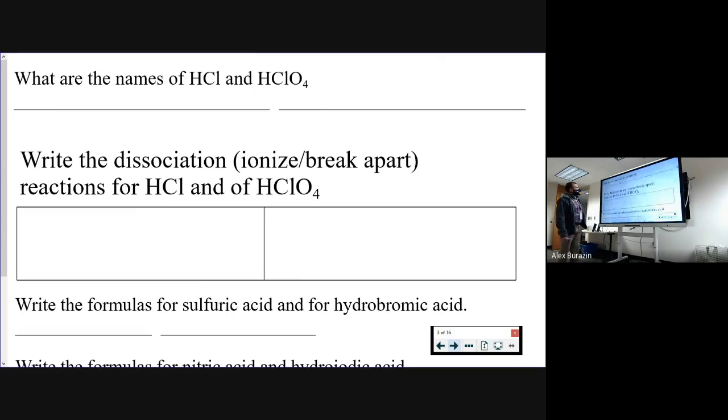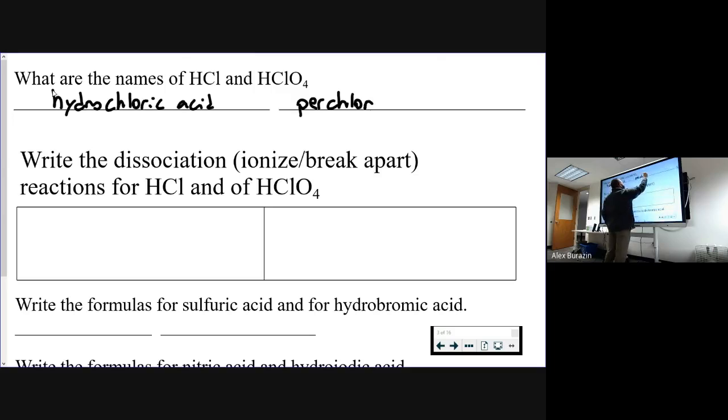So what are the names of HCl and HClO4? What's the name of HCl? This is called hydrochloric acid. HClO4, what's that one? Perchloric acid.